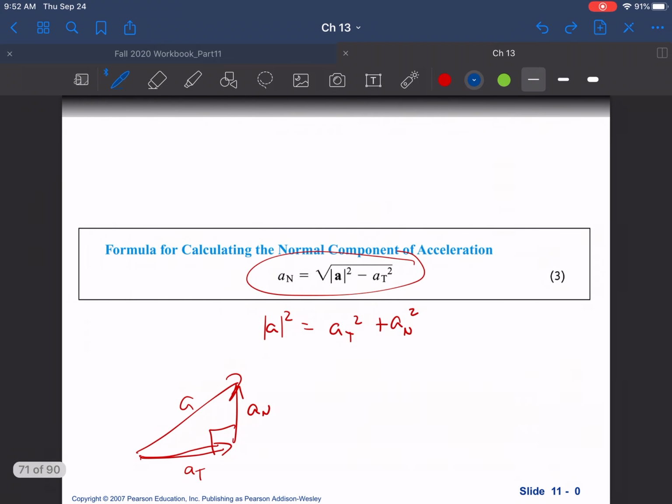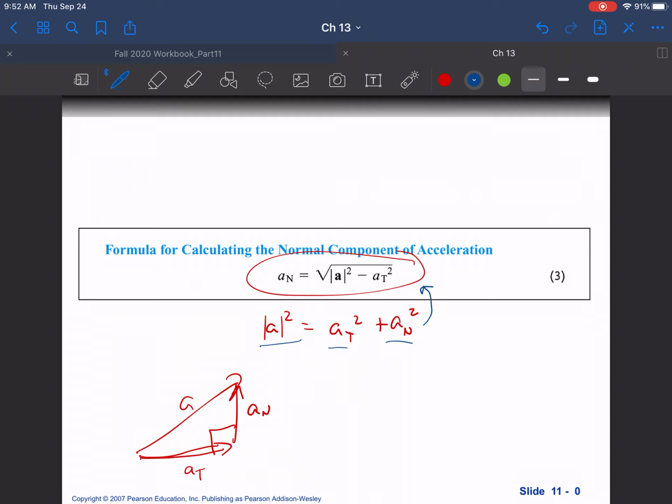acceleration. Here is a nice little formula. This just comes from the Pythagorean theorem. The tangential and the normal are orthogonal, and they are the components of A, so therefore we can say that the magnitude of A squared is equal to the tangential component squared plus the normal component squared, and then take one step and subtract the tangential component from both sides.